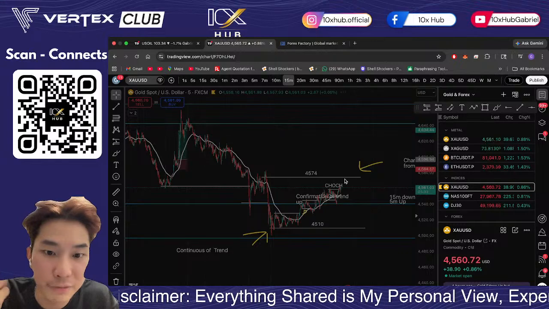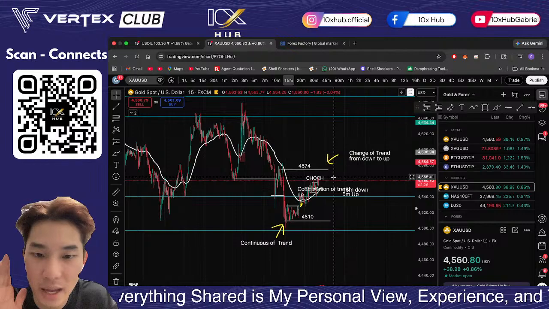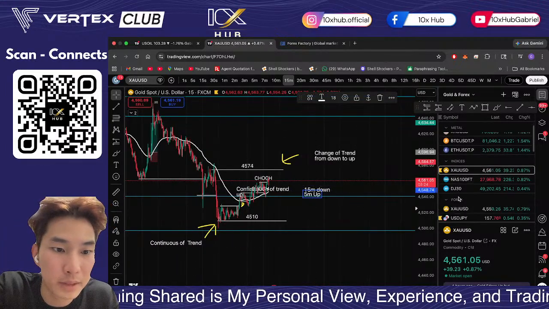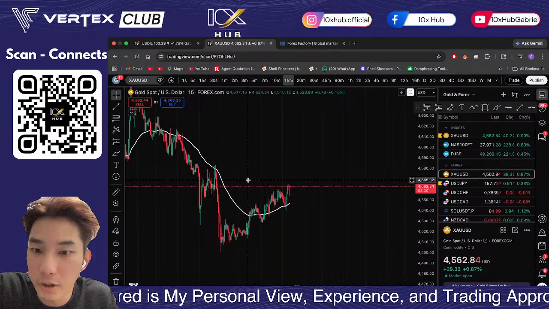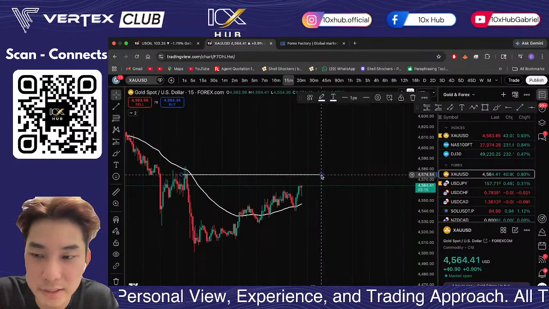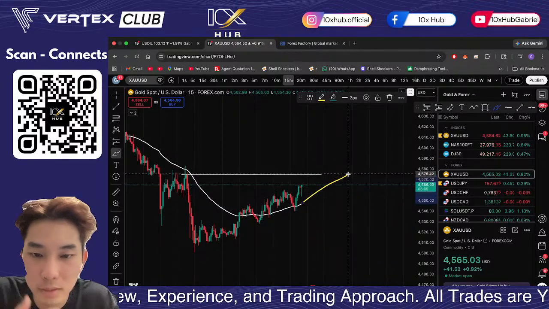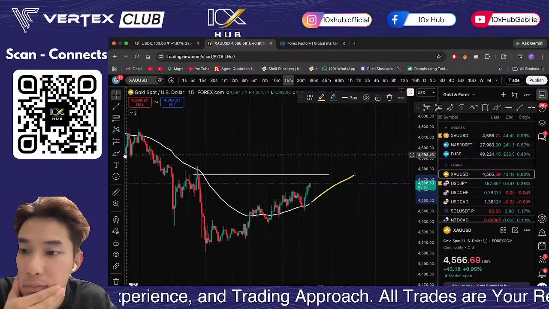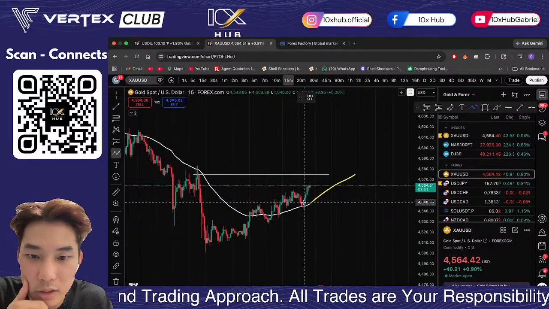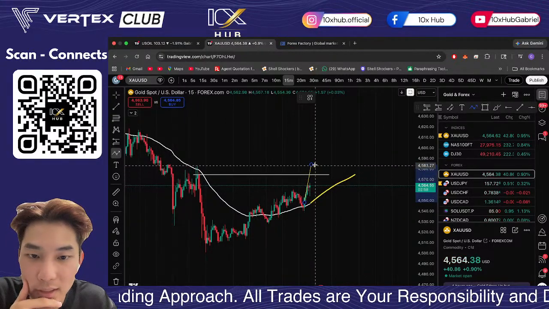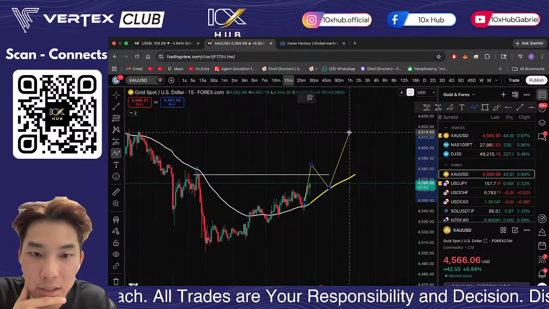And if the 15-minute really closes above this 4574, how do we enter a trade? Let me delete everything and change the chart. If it really closes above this point, actually this trade is a bit risky. Later I'll tell you why it is risky. If it really closes above this white color line and retraces back to this white color EMA, then we can enter a long trade.